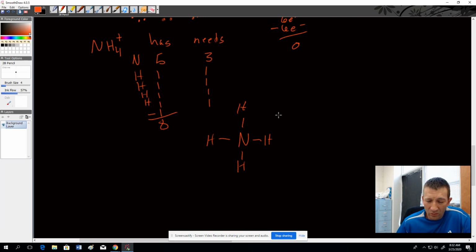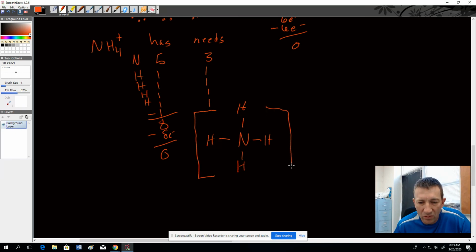Now what we're going to do is add up all the electrons that we have, and then subtract that from 8. So I've got 2, 4, 6, 8, so minus 8 electrons. That one is accounted for. Since it's got an overall positive charge, I'm going to put it in brackets when I do Lewis structures for this, and it has a positive 1 charge.